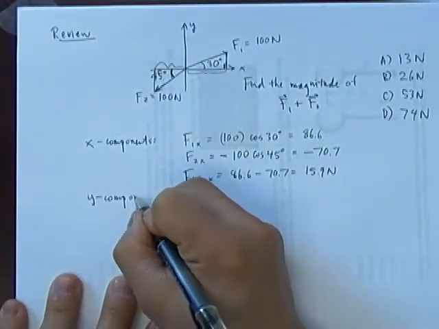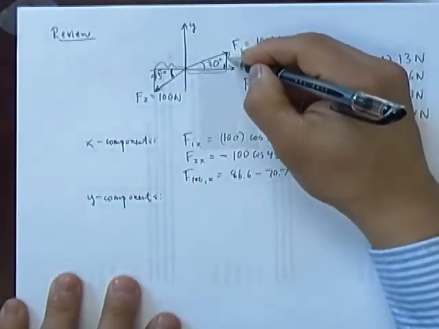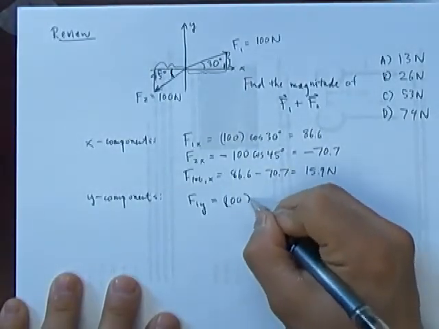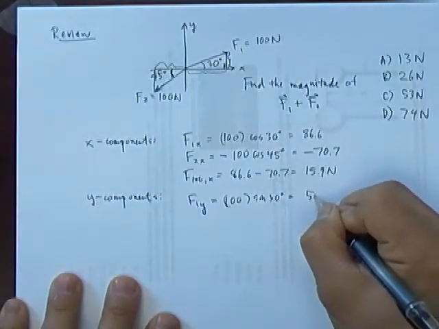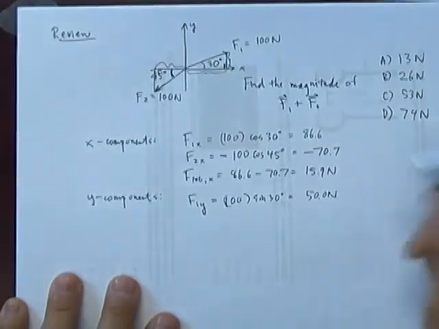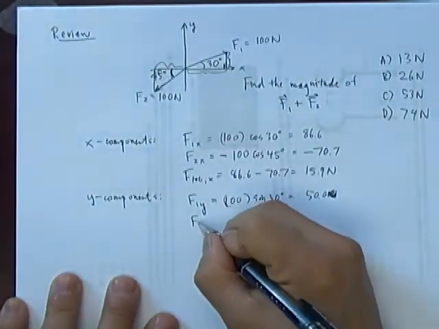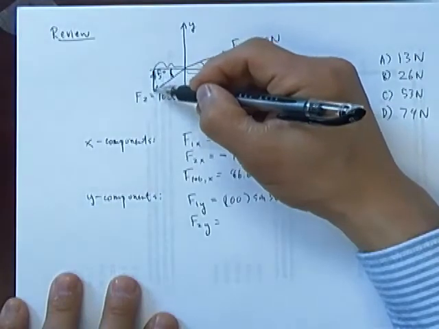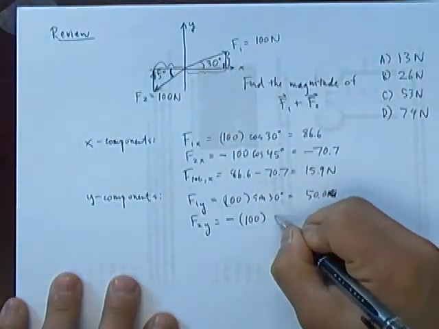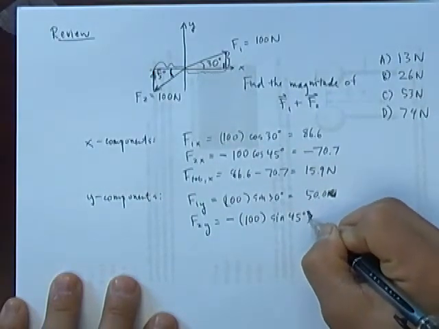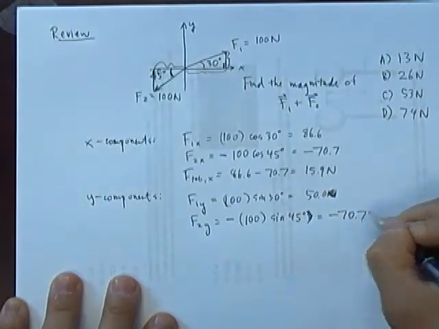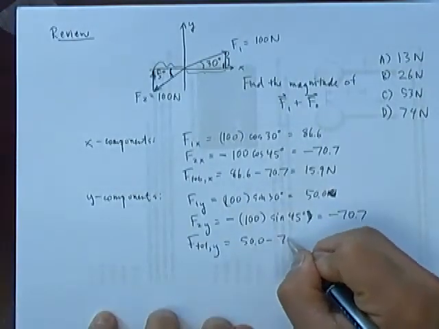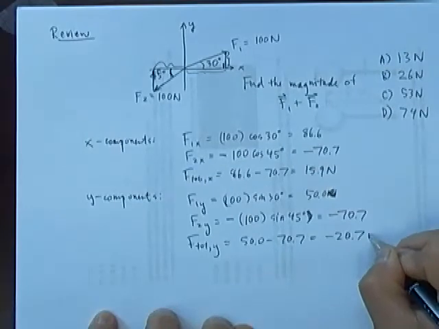Now we can do the y components. So now we're looking at this guy. F1y will be 100 times the sine of 30 degrees, which gives me 50. I'm not going to drop the units until the end. And then F2y will be, once again, I'm going to get this side here, but I'm going to remember that it's going in the negative direction, so there's a minus sign, so that'll be 100 times the sine of 45 degrees. And that gives me negative 70.7 again. And then the total y component will be 50 minus 70.7, which is minus 20.7 newtons.